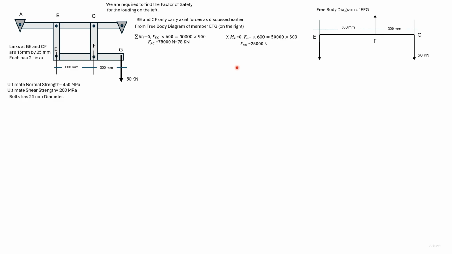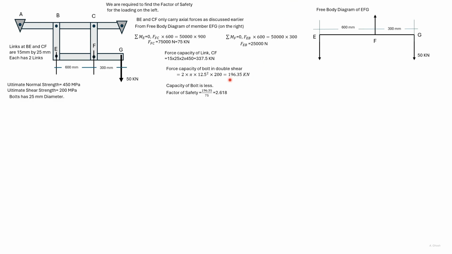We next find the capacity of the members and of the poles. So the capacity of the link CF is this, this is the dimension. There are two links, and this is the maximum normal strength. So this is the capacity of the two links. We have these poles in double shear, and this is the diameter of the bolt. So this is the area into 2 into the ultimate shear strength. So this is the capacity of the bolts.